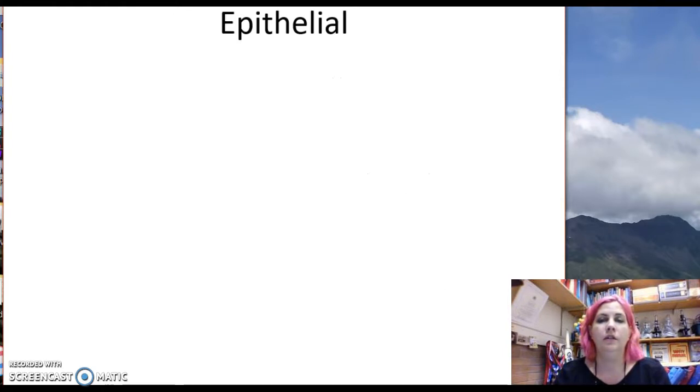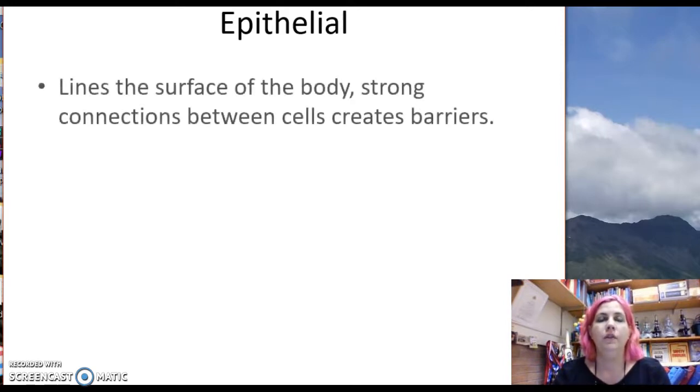So we're going to look at some certain tissue types. So these are differentiated cells forming a grouping of cells called tissue. So the first type of tissue we're going to look at is epithelial tissue. These line the surface of the body, and there's strong connections between the cells. They create the barriers that stop things from getting into the body.